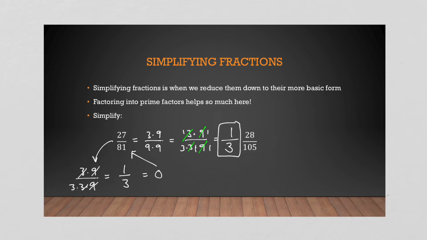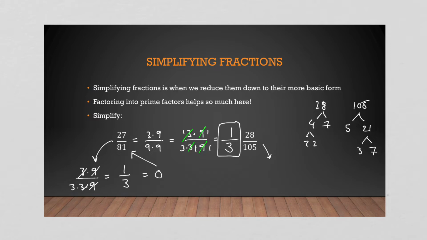Okay? So then one more, 28 and 105. Well, 28 is 4 times 7, which is 2 times 2. 105 I can divide by 5, so it's 5 times 21. 21 is 3 times 7. Again, I do this really quickly. I've been doing this a lot.